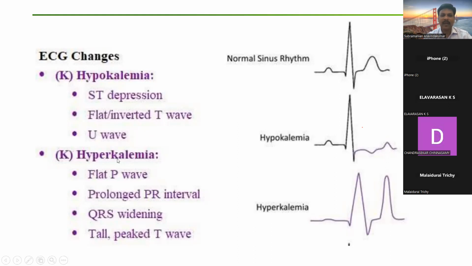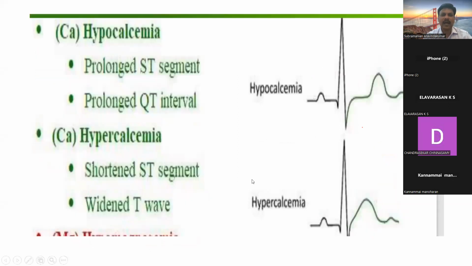Hyperkalemia: to begin with you have tall, tented, peaked T waves, and then the P wave is flattened and disappears, the QRS is widened, there is loss of the ST segment, and QRS and ST segment summate, which you call the sine wave pattern. This is a real emergency to treat.